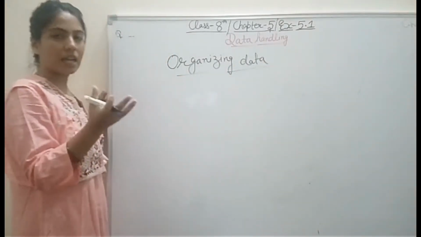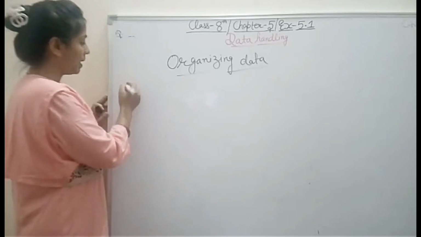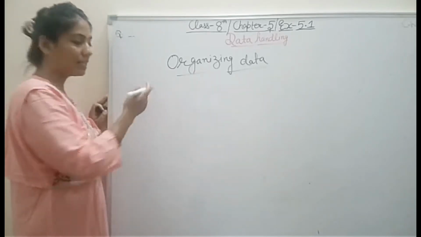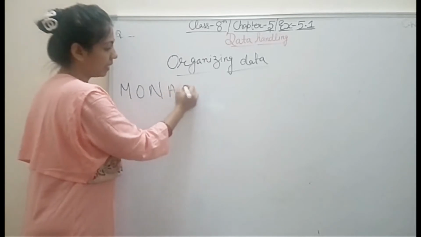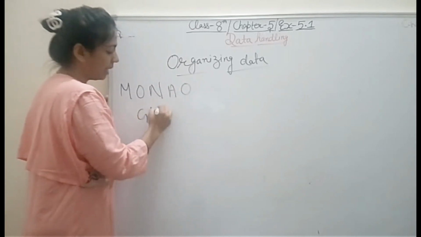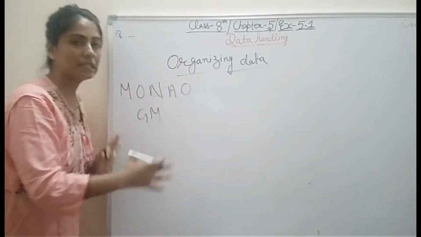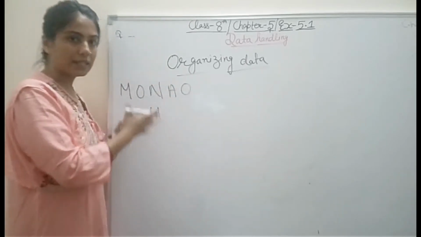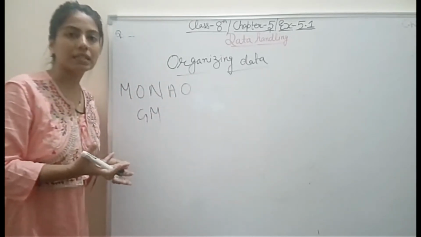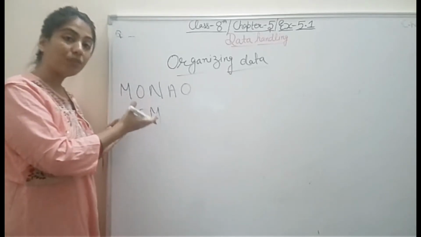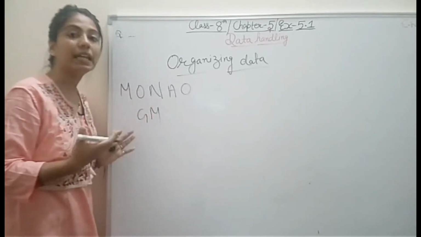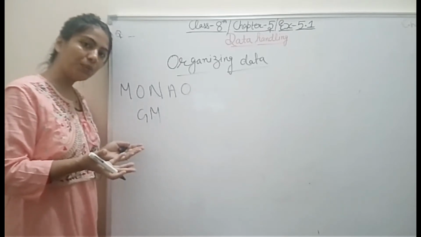कोई भी एक डाटा आपको गिवन होगा, a number of series, like suppose I am giving you an alphabet series like M O N A O G M in such a manner, मतलब कोई सीरीज दी जाएगी, नंबर की सीरीज, अल्फाबेट की सीरीज, फ्रूट की सीरीज, anything it can be, right? So you have to organize this data using tally marks. So how will you do it?